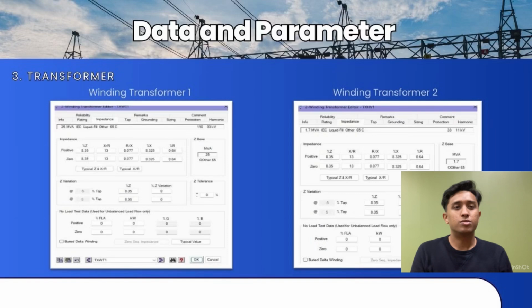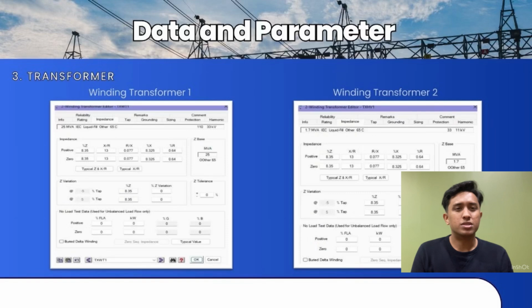Now, we continue to the transformers in our system, which are crucial for changing voltage levels. As we can see on the left, we have winding transformer 1. This is a significant unit with a rating of 25 MVA, and it steps down the voltage from 110 kV to 33 kV. We can see the detailed impedance values for both positive and zero sequences, which are essential for accurate fault calculation. The X/R ratio is consistent at 13, a common parameter for power transformers.